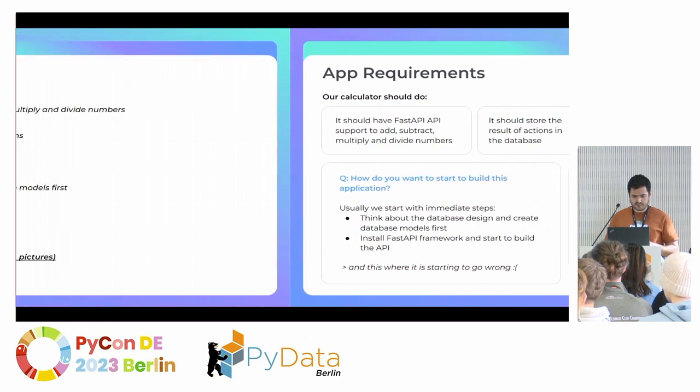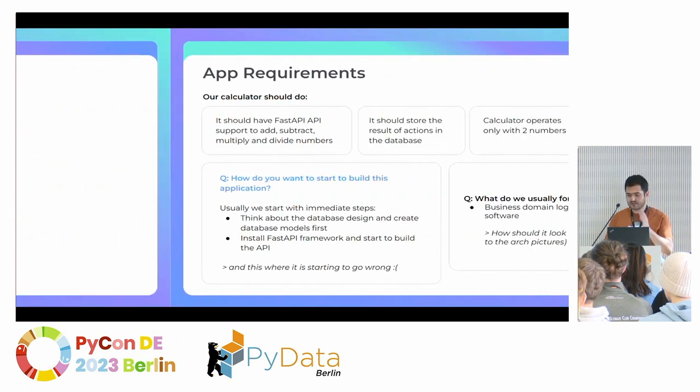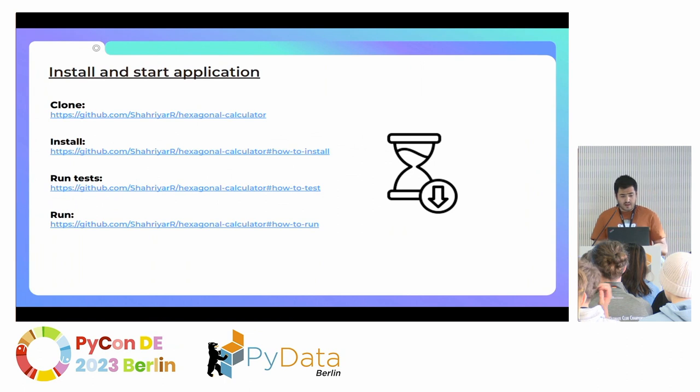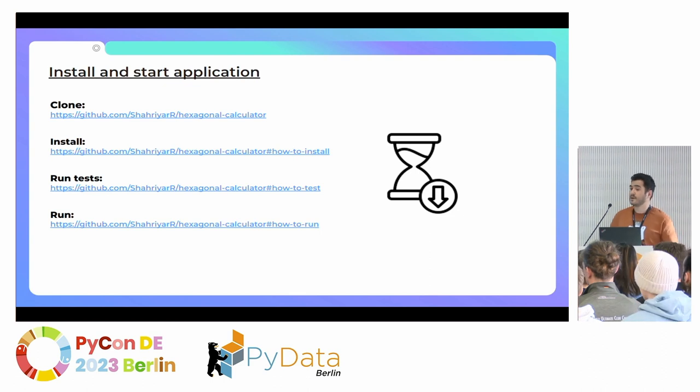That's why I have two app requirements. We have an application called hexagonal architecture. We can right now install it and use it. And also there's a guide for running tests for the actual FastAPI and Flask things. But instead, I would like to go directly to the code and start the code things.